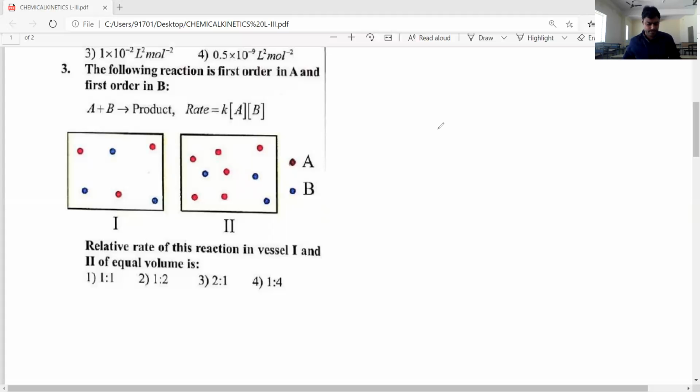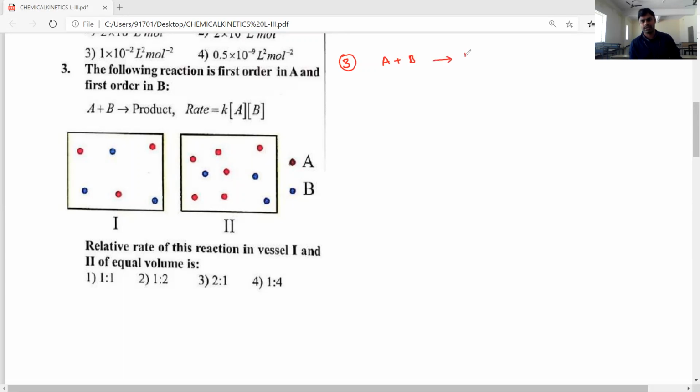Okay. See, in this third question, the rate expression is A plus B converted into product. For this case the rate is equal to K into A power 1 and B power 1, which means the order with respect to A is 1 and the order with respect to B is 1.